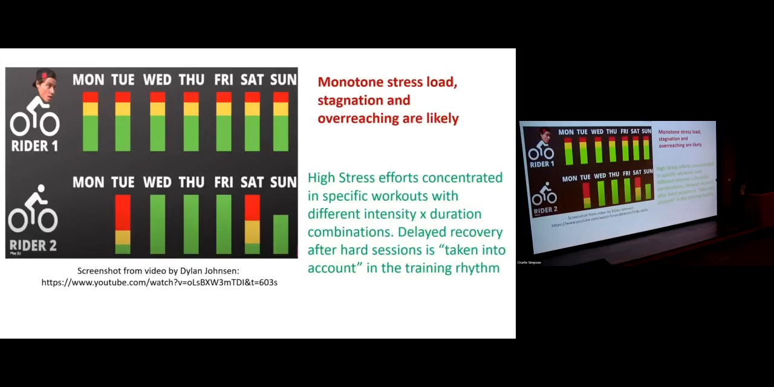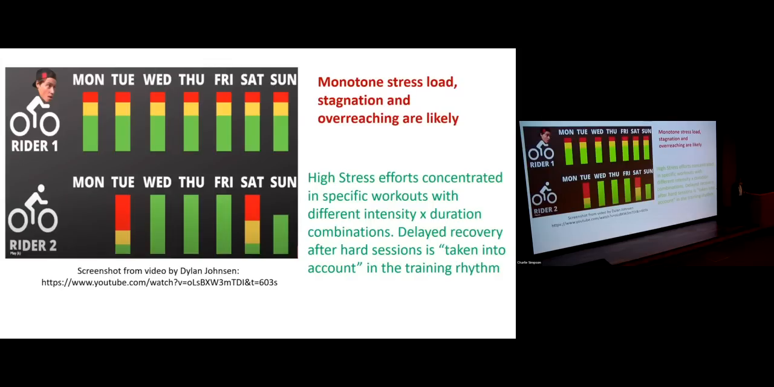Whereas if we look at what we've seen with elite athletes, they will instead say, you know what, when I have first decided to have a high stress workout, I can go ahead and have two that day. I can really push that day because I know I'm going to have recovery time after. That happens in high performance sport. We see that quite a bit.